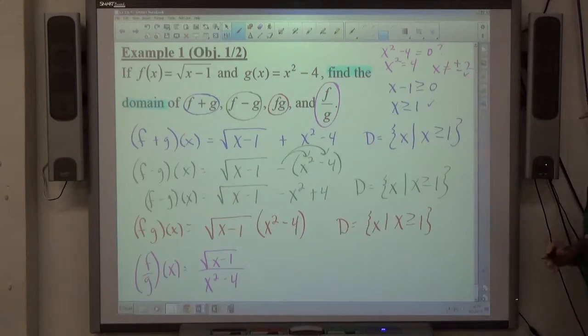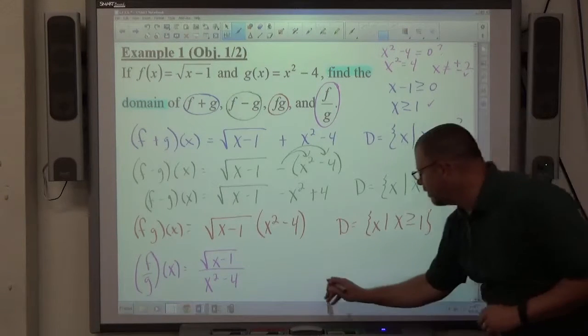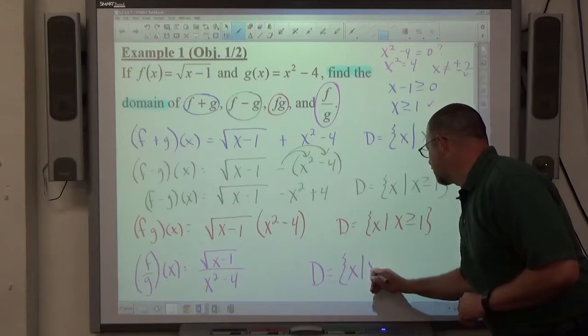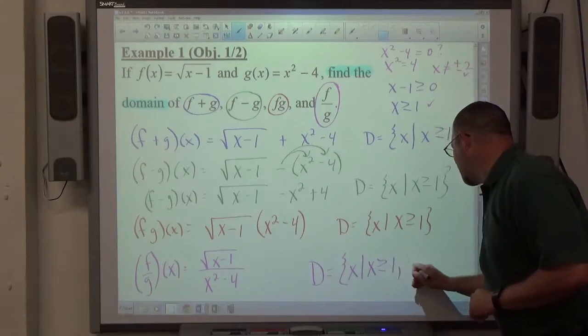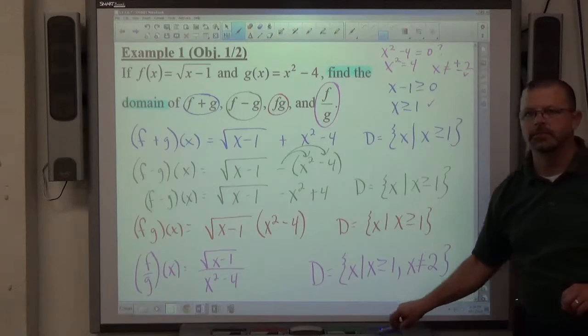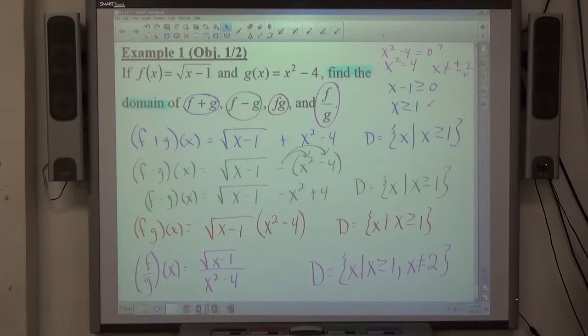and x must be greater than or equal to 1. So watch how I write this domain. I'm going to leave something off on purpose for a reason. See if you can figure out why. So d equals the set of all x such that x is greater than or equal to 1, comma, x does not equal positive 2. What did I leave off? Plus or minus. Okay, why did I leave the plus or minus off? Why am I just taking the positive 2?